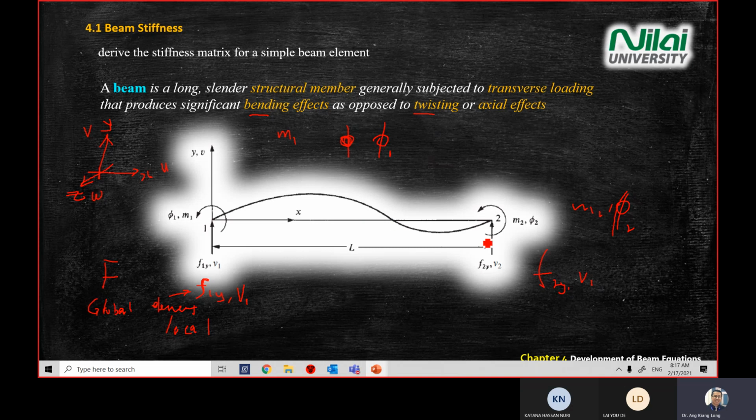Okay, what else? The direction of moment. The direction of moment is anti-clockwise positive for moment. You see all the arrows here. We assume it is positive.